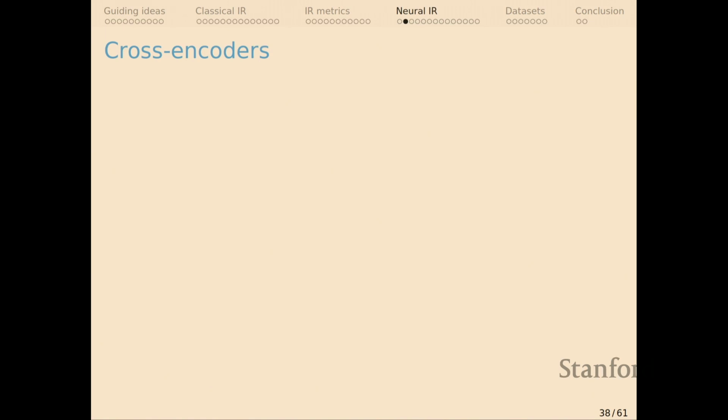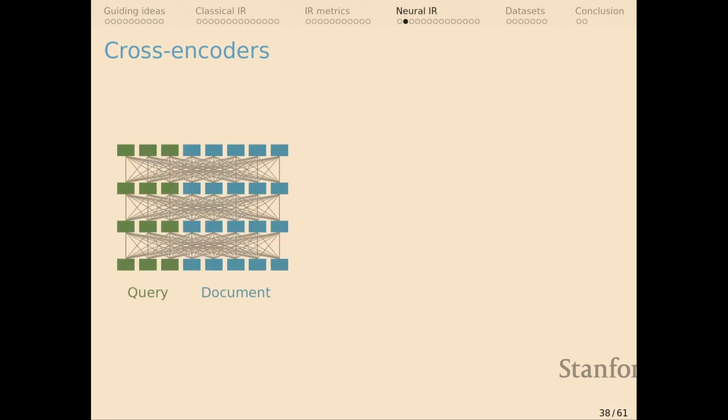Let's dive into some of those models then. Neural IR. First, we'll start with cross encoders. This will be very intuitive, okay? Here, just imagine I have a huge transformer. And for cross encoders, what I do is I just concatenate the query and the document together, process them with my transformer model, and then on the top here, I put a little scoring function. And the scoring function will just say, for this query, how good is this document?